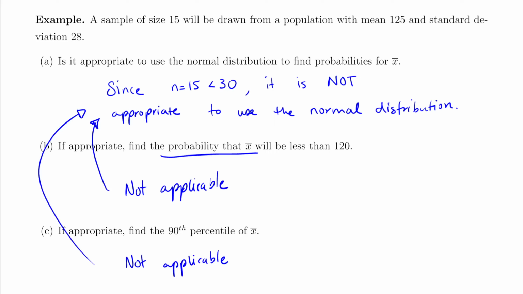So this problem was pretty quick because it does not work to assume our sample population is normal because we don't meet the over 30 cutoff.